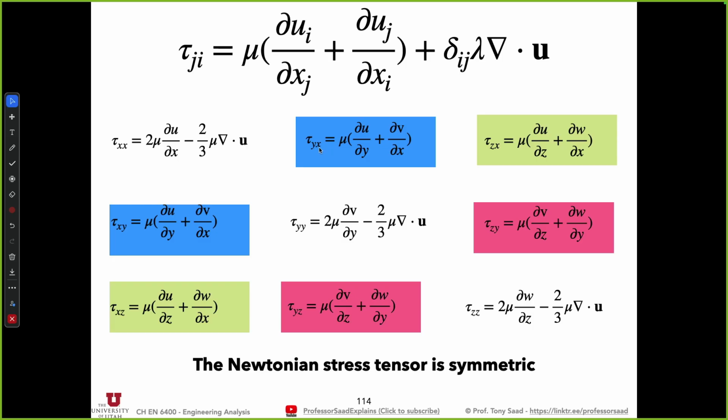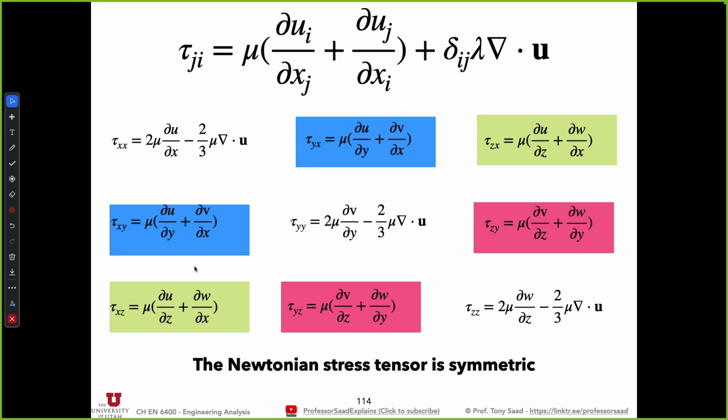Okay? Tau yx, well, in this case, j is equal to 2 and i is equal to 1. And you get du by dy plus dv by dx. Delta 2,1 is equal to 0. So this term doesn't exist. And same thing here for tau zx. This is going to be delta 3,1, and you substitute 1 and 3 and you get the derivatives. There's no repeated indices over here whatsoever, and you can build all of these stress components.